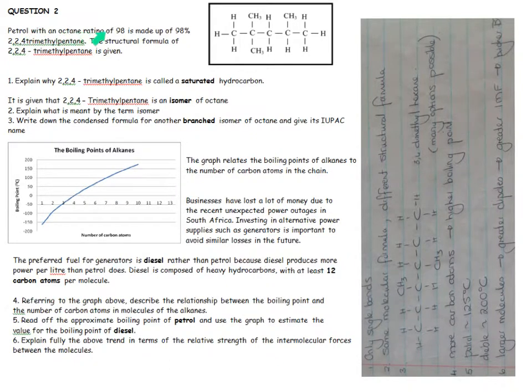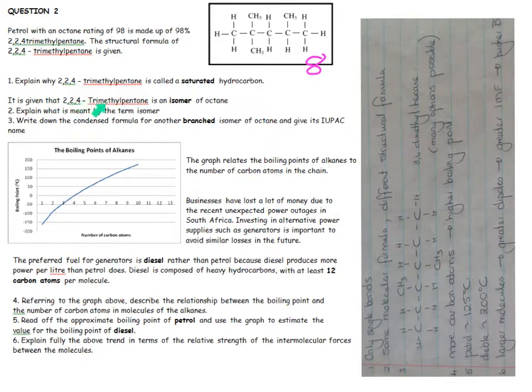Petrol with an octane rating of 98 is made up of 98% trimethylpentane. The structural formula for trimethylpentane is given over here. Sorry, it's 2,2,4-trimethylpentane. What you can see there is that there are 8 carbons altogether. Explain why that is saturated. If you take a look, it's only got single bonds, and therefore it is a saturated molecule.